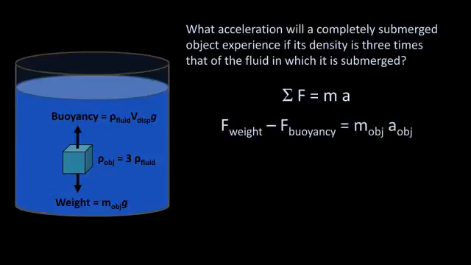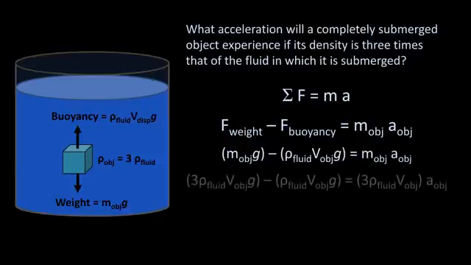As previously stated, the weight of the object is its mass times g, and the buoyancy is the density of the fluid times the volume of displaced fluid, in this case the same as the volume of the object, times g. We know from the last lesson on density that the density of an object is equal to the mass divided by its volume. So therefore, the mass of an object is equal to the density times volume. And remember that the density of this object is 3 times the density of the fluid. So for each mass of the object, we can substitute 3 times density of fluid times volume of object, which results in this.